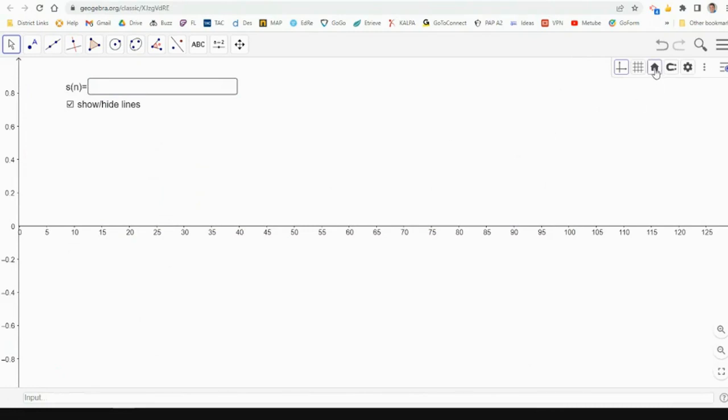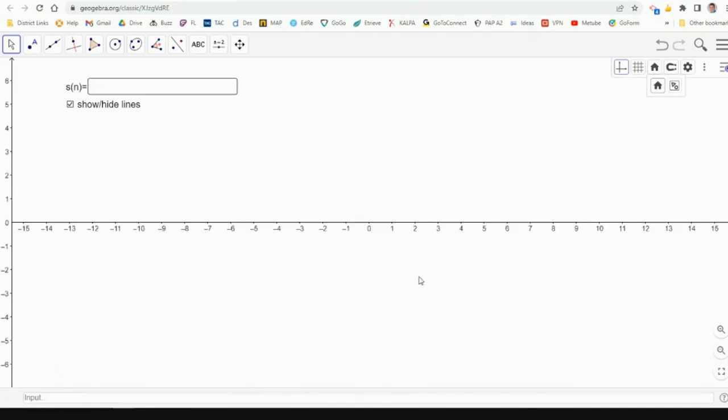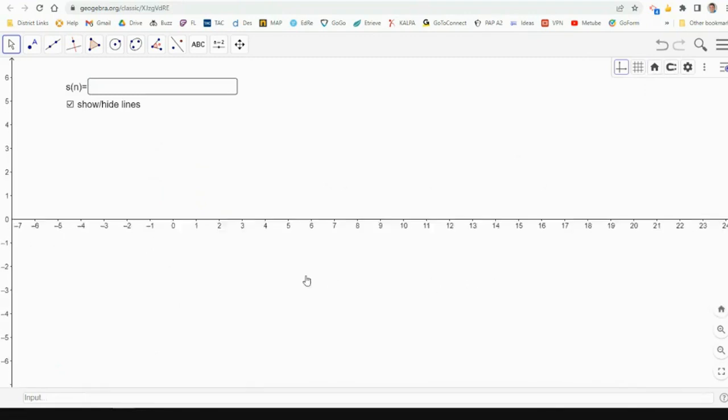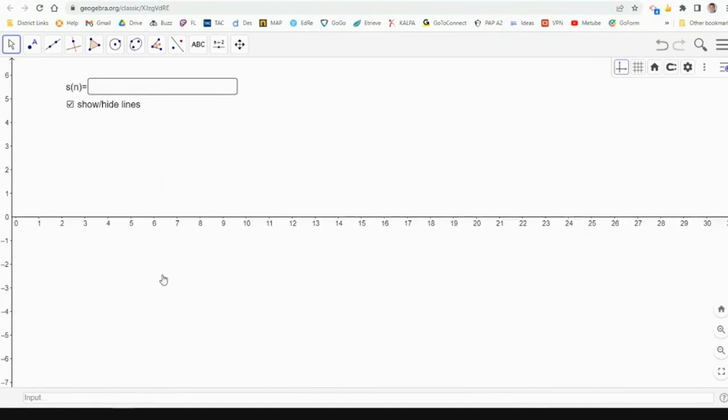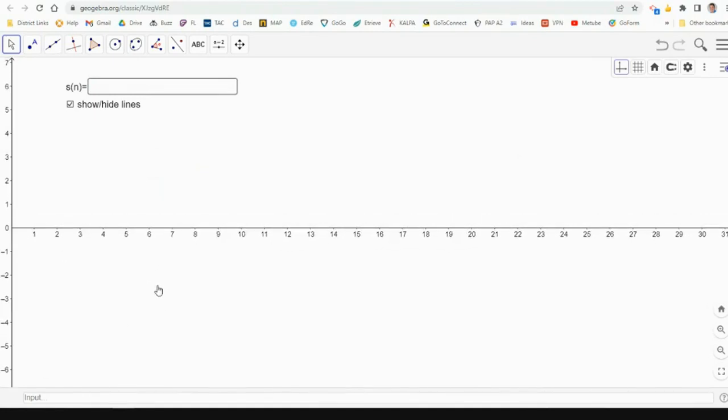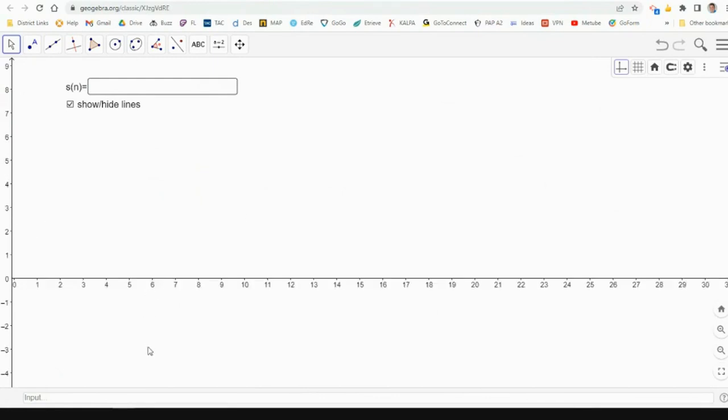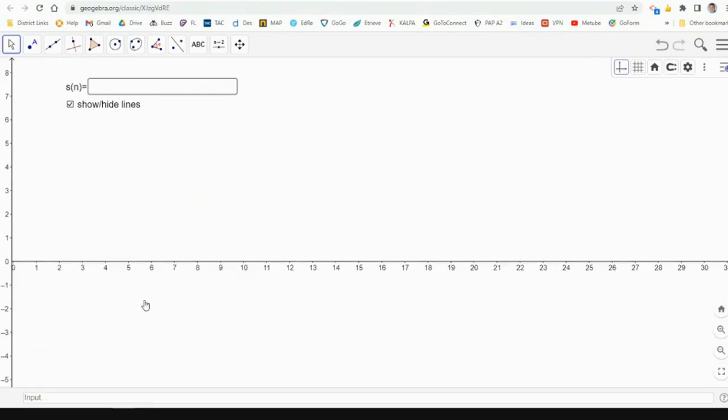Go up here to home and click that little home button, and it'll bring it back to where the zeros are in the middle of the screen. Now I've got a normal graph from 1 to 30 and 1 to 8. I can lower it down, depending if I need more positive or negative. But that's better. It was going to a really big number on the x's here.